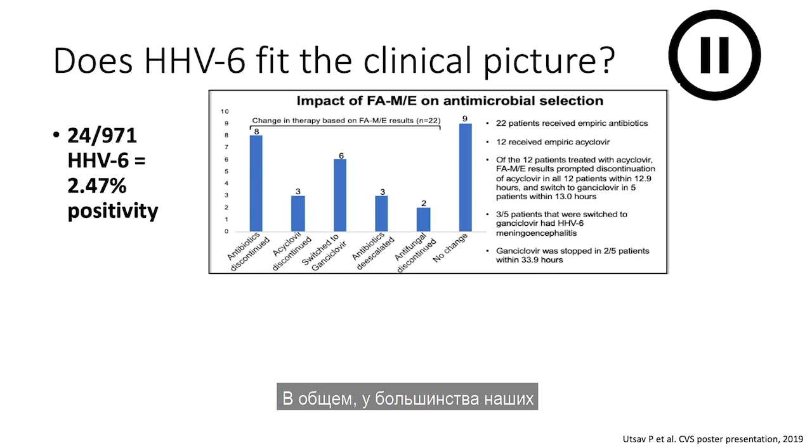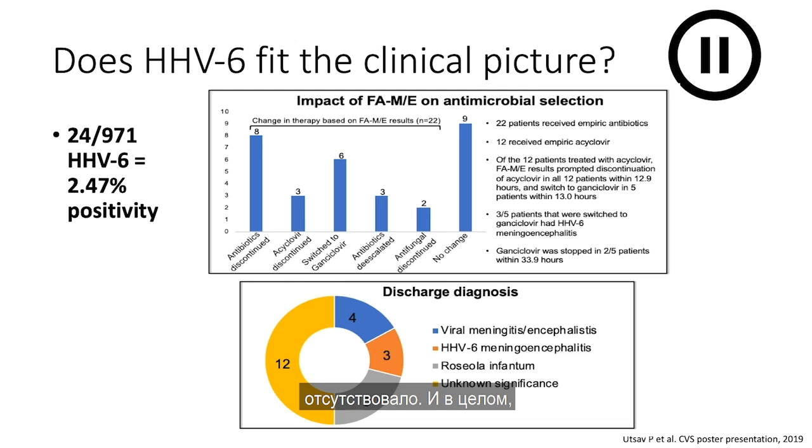So overall, for the majority of our patients where they felt that HHV6 did not really fit the clinical picture, ganciclovir was not started. So there was definitely not an overuse of antiviral therapy based on this result. And then overall at discharge, as I mentioned, we had 3 that were diagnosed with meningoencephalitis caused by HHV6, but there still was a good number that were diagnosed with viral meningitis or encephalitis based on our coding system that very well could have been due to HHV6.